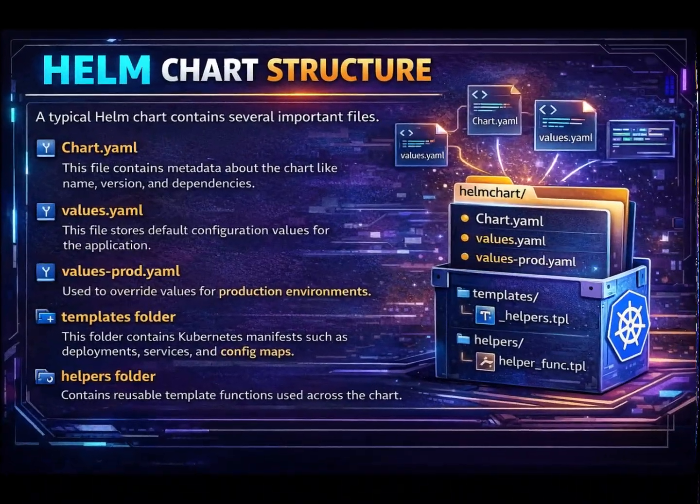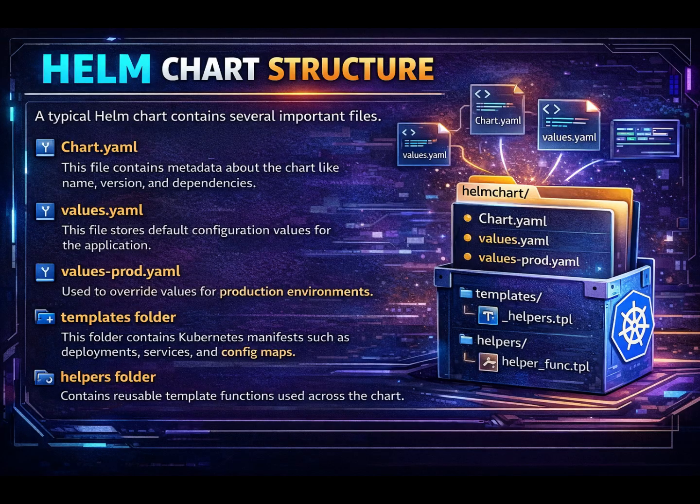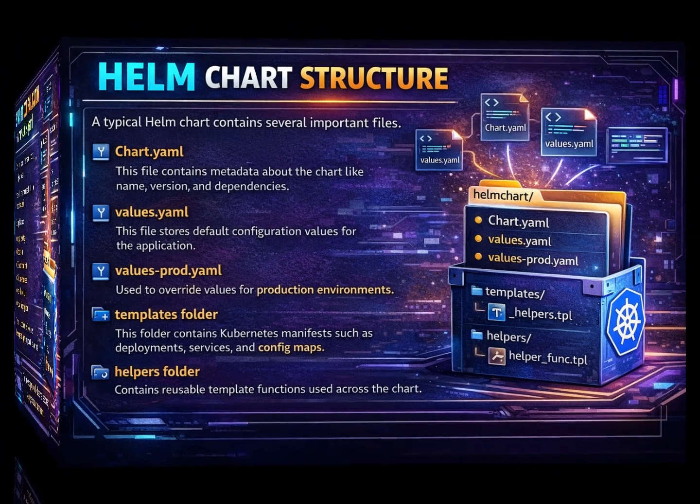Helm chart structure. A typical Helm chart contains several important files. Chart.yaml. This file contains metadata about the chart like name, version, and dependencies. Values.yaml. This file stores default configuration values for the application. Values.prod.yaml, used to override values for production environments. Templates folder. This folder contains Kubernetes manifests, such as deployments, services, and config maps. Helpers folder contains reusable template functions used across the chart.